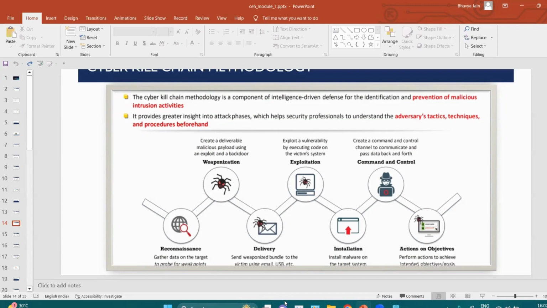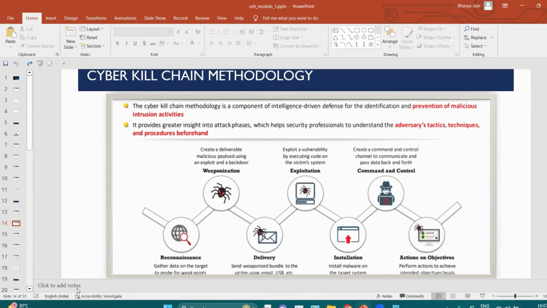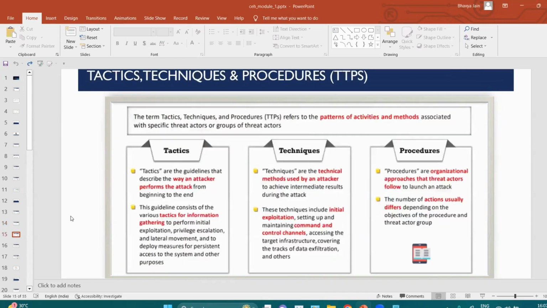So this is also similar to the CEH methodology. Okay, so that is the cyber kill chain methodology.